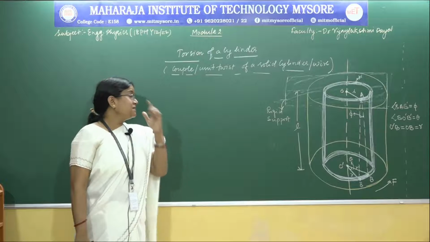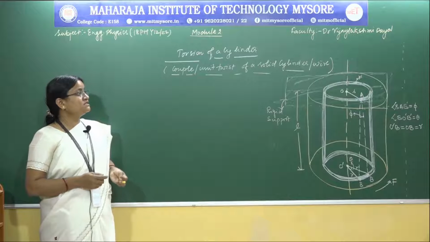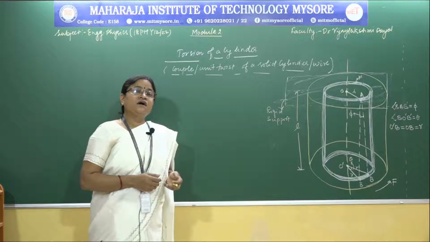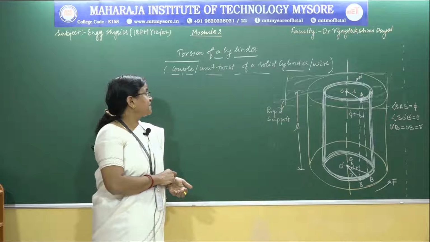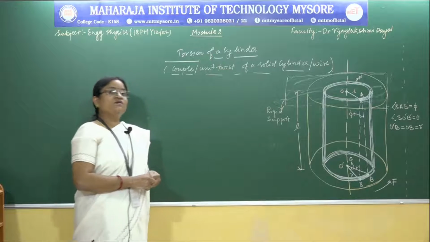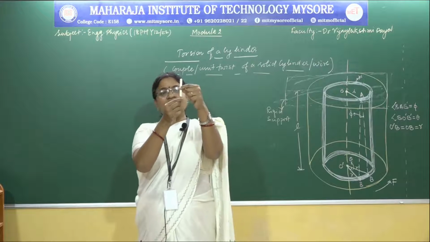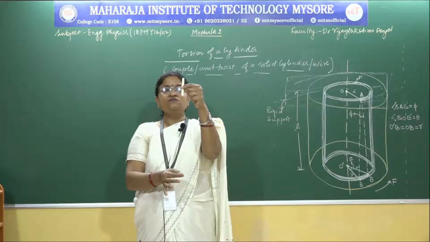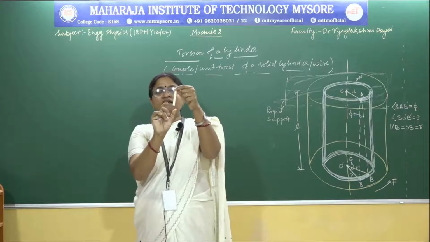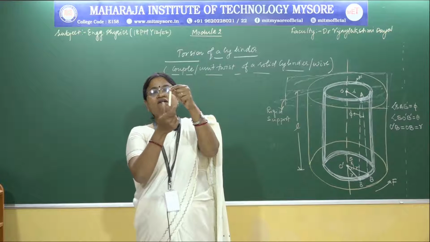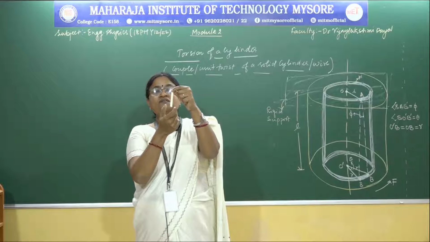So now we'll derive the relation for couple per unit twist of a solid cylinder or a wire which is having a cylindrical structure. So what do we mean by torsion? Just like when you apply a force, there is a longitudinal or lateral change, when you apply a force in the angular direction, there is a twist produced in the structure.